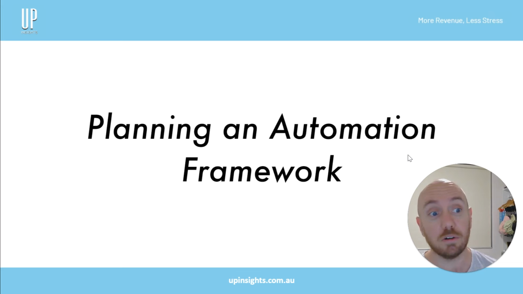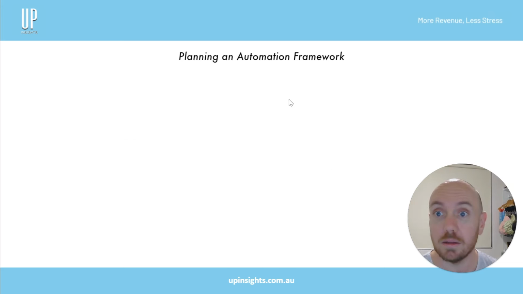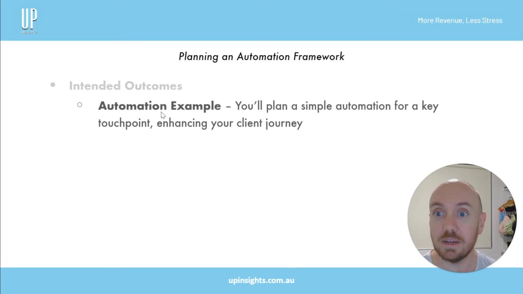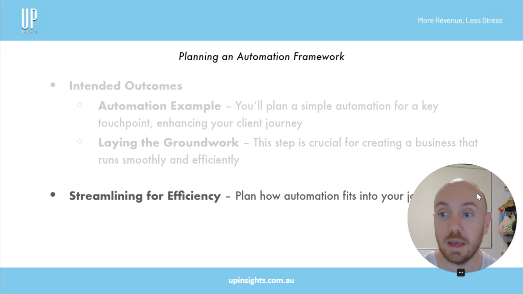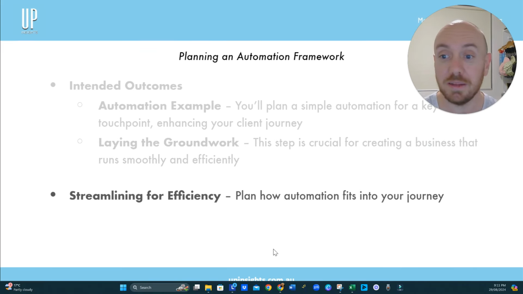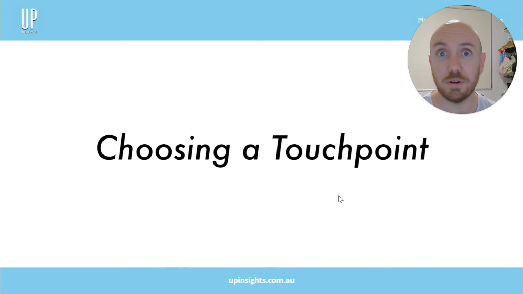All right, so planning and automation framework. So intended outcomes from the whole section here, we'll have an automation example. You'll plan a simple automation for a key touch point, enhancing your client journey. We'll be laying the groundwork. So this step is crucial for creating a business that runs smoothly and efficiently. So mapping everything out and then automating from there. And streamline for efficiency. Plan how automation fits into your journey. Your client journey, that is, but your own.